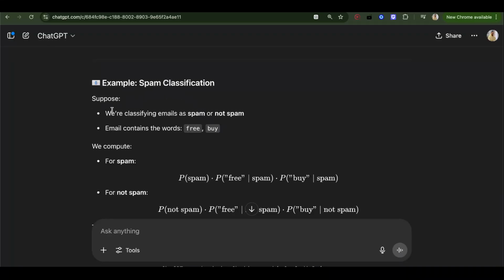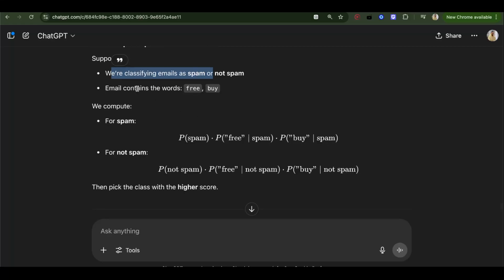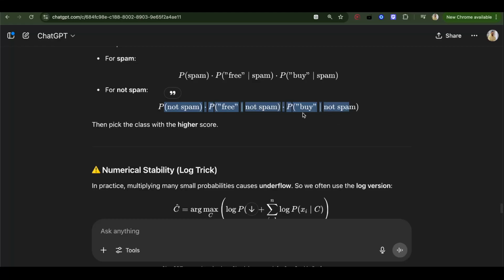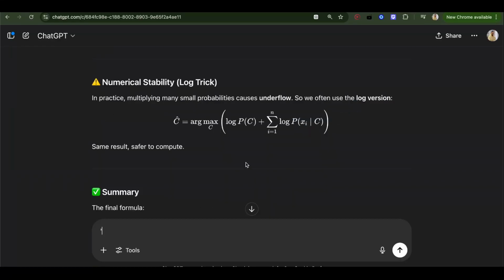So suppose we're classifying emails as spam or not spam. The email contains the words free and buy. We compute for spam, so probability of it being spam and probability of the word free being in it given class spam, and so on. And for not spam we do the same, but just for not spam. And we pick the class with the highest score. And your computer may not be able to represent that precision even.